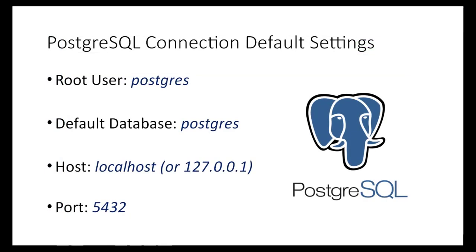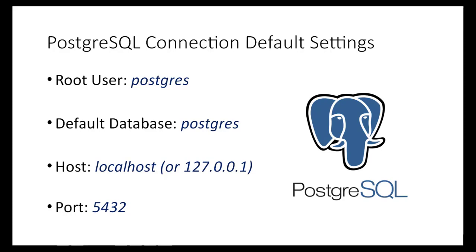In order to connect to PostgreSQL, we need the following information. First, you need the database user. We're going to use the admin user or superuser called postgres. This is the user for which you defined the password when you installed PostgreSQL. Next, you need the database that you will connect to. PostgreSQL allows you to create multiple databases based on your needs. The default database we will be using is also called postgres.